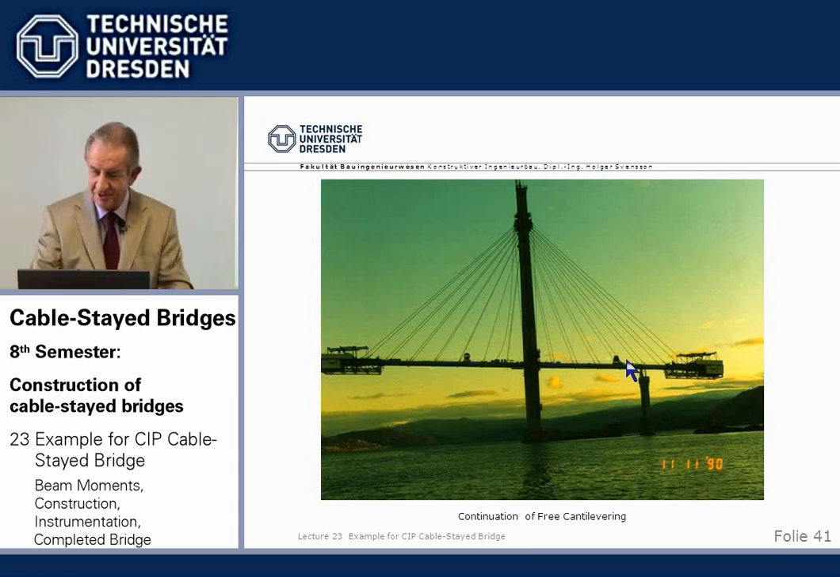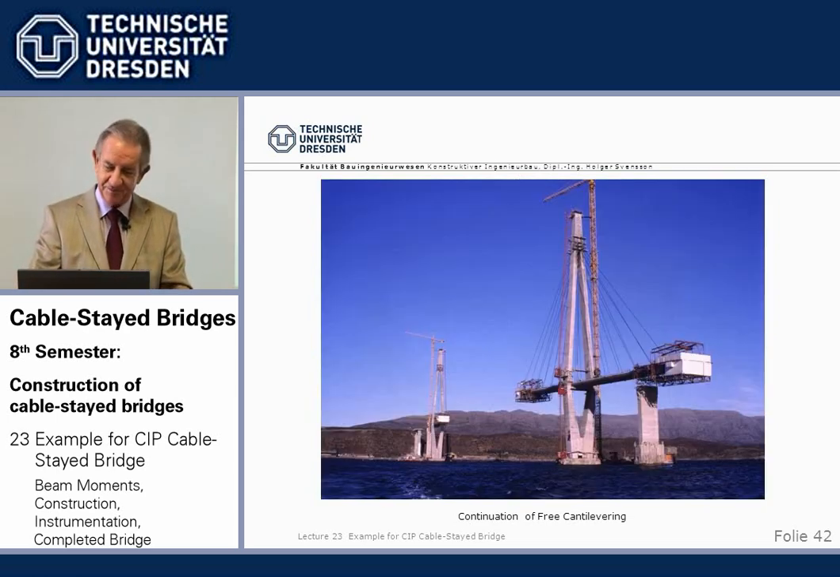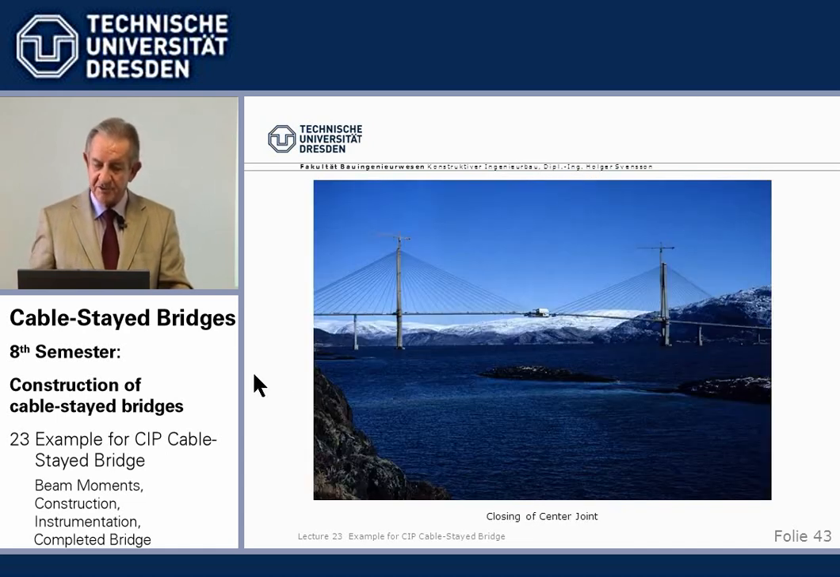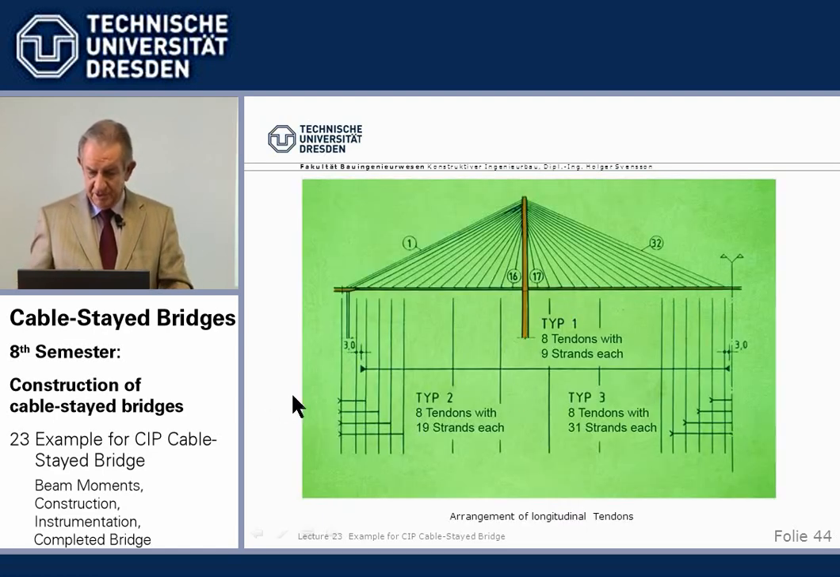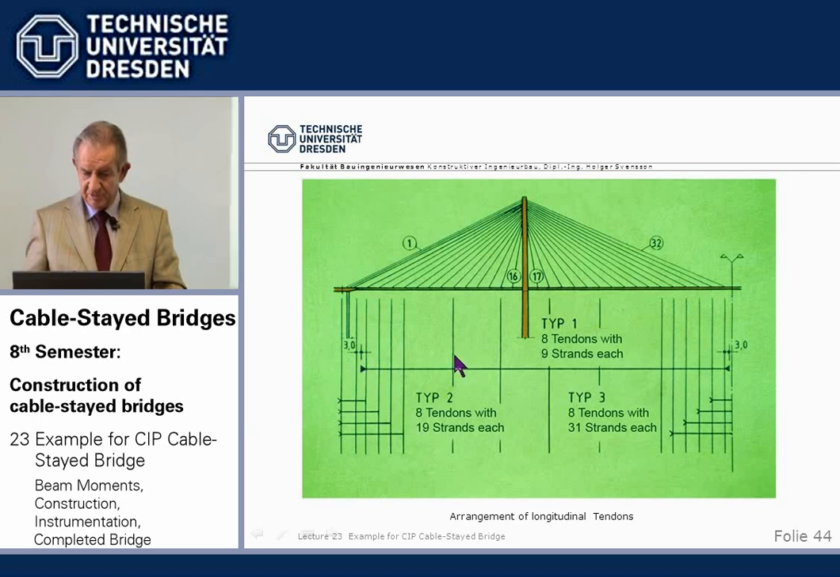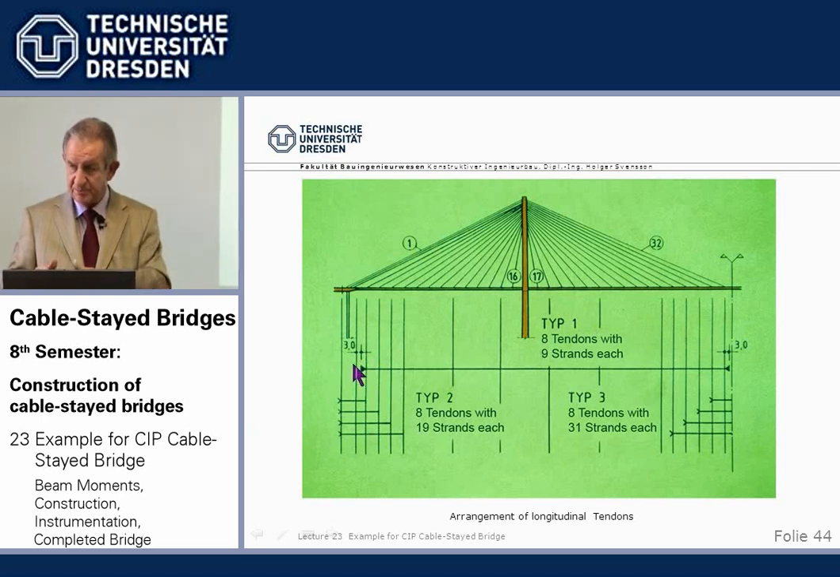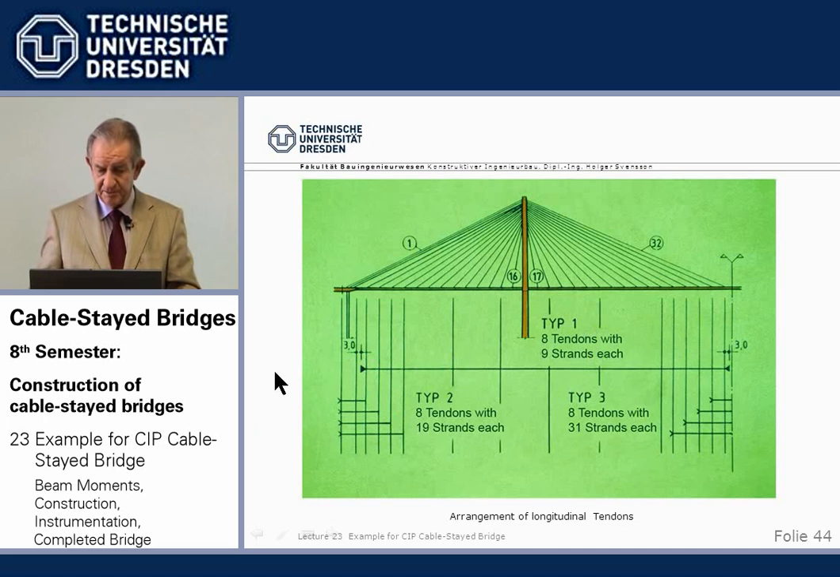So we go on with free cantilevering. Finally we close the center joint with one traveler. The first traveler is taken down, the second traveler is built across the joint. Then during construction we have a minimum post-tensioning which is coupled in every joint, 8 tendons here, and then when we close the side span joint and center joint we thread in additional tendons in this region of high moments.